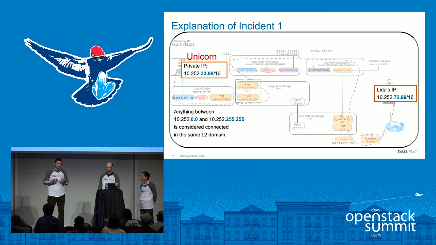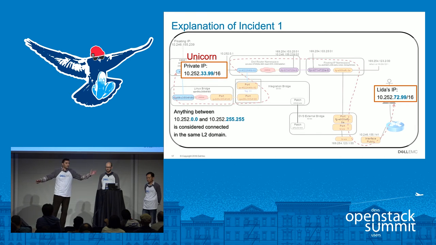And it thinks that anything between the range of 10.52.0.0 and 10.52.255.255 is considered connected in the same layer 2 domain. So it just sends on the left side an ARP request, and it doesn't get any reply back. It thinks that nobody has the IP and keeps sending, never being able to reply back to Lida.